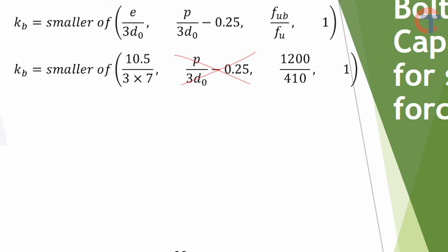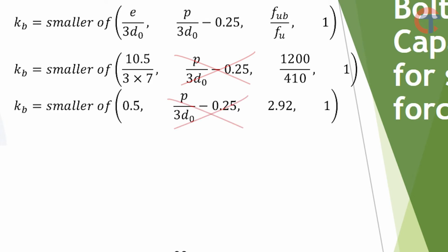Now calculating all the values, we find that the value of e by 3d0 comes to be 0.5, which is the smallest among all the values. Therefore the value of Kb will be 0.5.